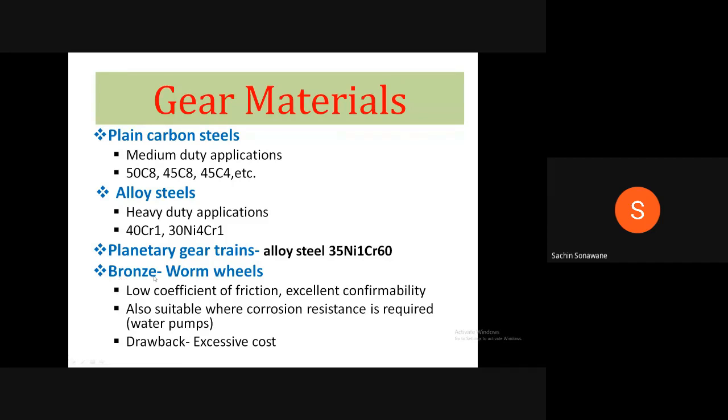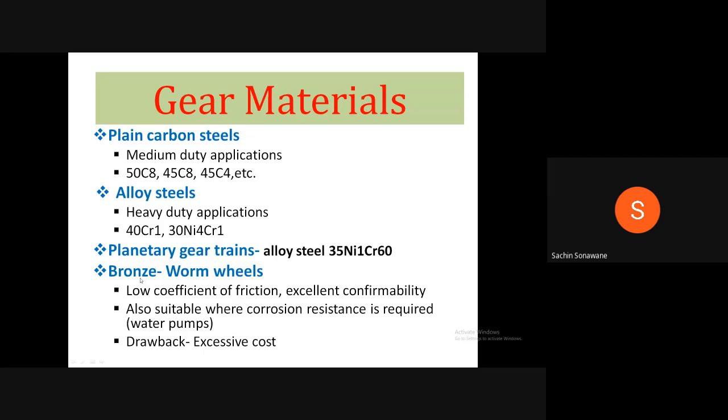Next material is bronze. Bronze is generally used for worm wheels. It has a low coefficient of friction, excellent conformability, and is also suitable where corrosion resistance is required. The drawback is its excessive cost. Now why in case of worm wheels is bronze material used? Because we know that worm and worm wheel are used for the transmission of large speed reduction ratio.